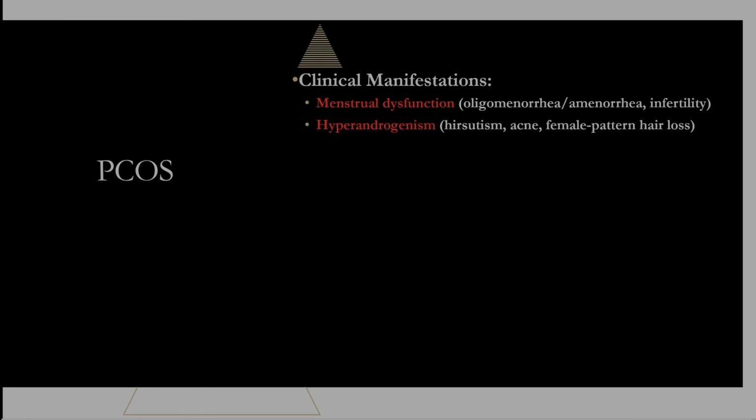Acne is common as well. This can be on the face, back, chest, as well as other areas of the body. And then finally, female pattern hair loss. These women may start to have thinning of the hair on their head, this diffuse alopecia.